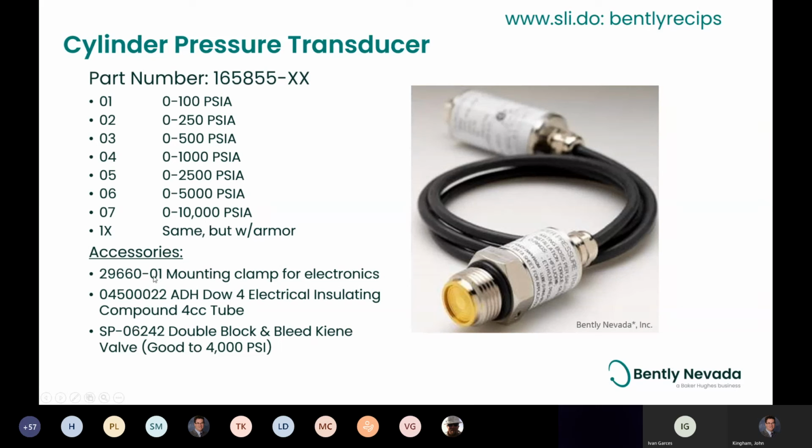Here's the part number for the accessory that mounts the electronics, a mounting clamp. We also have some Dow 4 electrical insulating compound. And then here's the part number for the double block and bleed Keeney valves. Those Keeney valves are built specifically for us to mate with this thread design. The caveat is they're only good up to 4,000 PSI. So don't be ordering a 10,000 PSI transducer and one of these double block and bleed Keeney valves, because that's not a good fit. Okay, so that's my commercial.